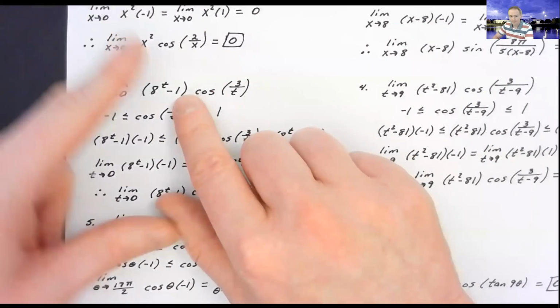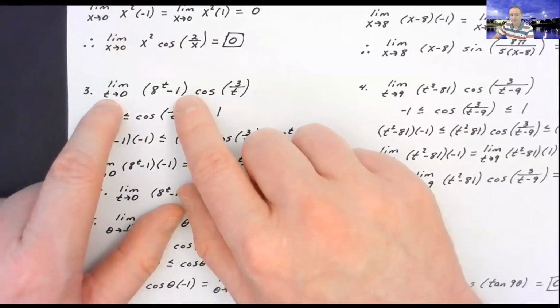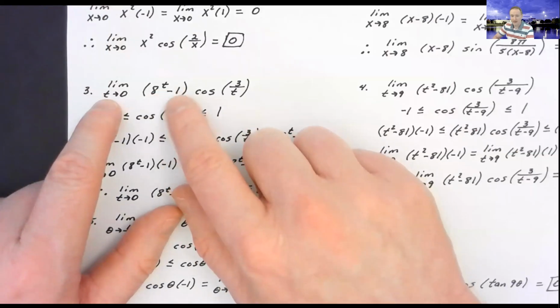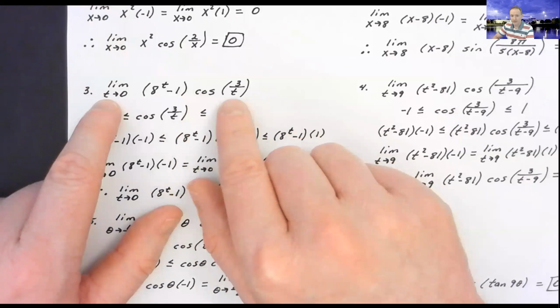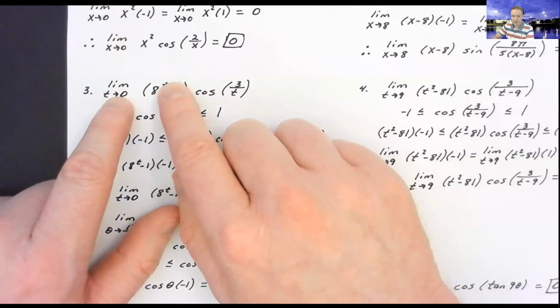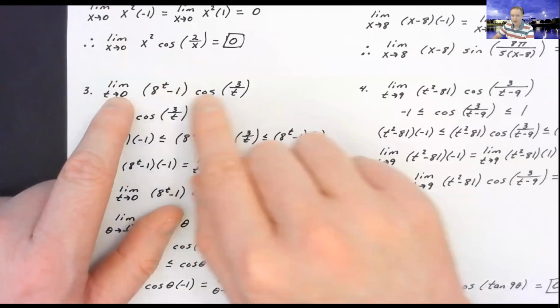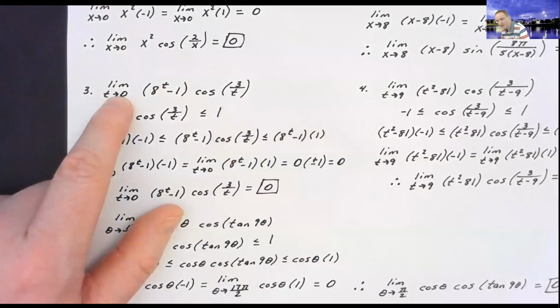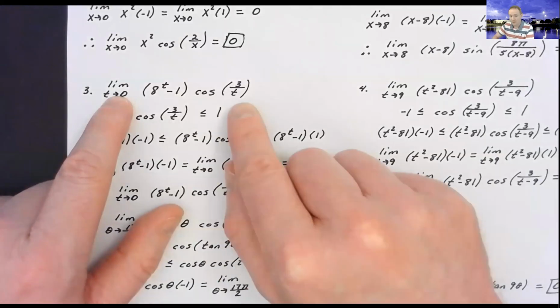Our next one here, we have the limit as t approaches 0 of the exponential function 8 to the t minus 1, being multiplied by the cosine of 3 over t. Well, I can plug t equals 0 into this. 8 to the 0 power is 1. 1 minus 1 is going to give me a 0. The problem is the cosine of 3 over 0 does not exist. And again, I know the limit doesn't care if it doesn't exist at 0. It cares about what happens as we near 0.